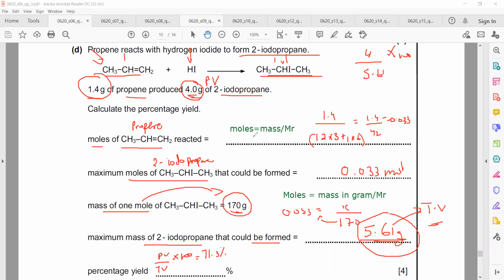Is it clear, the discussion about the percentage yield? Whenever a question is related to percentage yield, the practical value will be given and you will find the theoretical value. The theoretical value should always be higher, or it can be equal if it is 100%. But practically you don't have a 100% result. That is why the theoretical value will always be higher than the practical value.